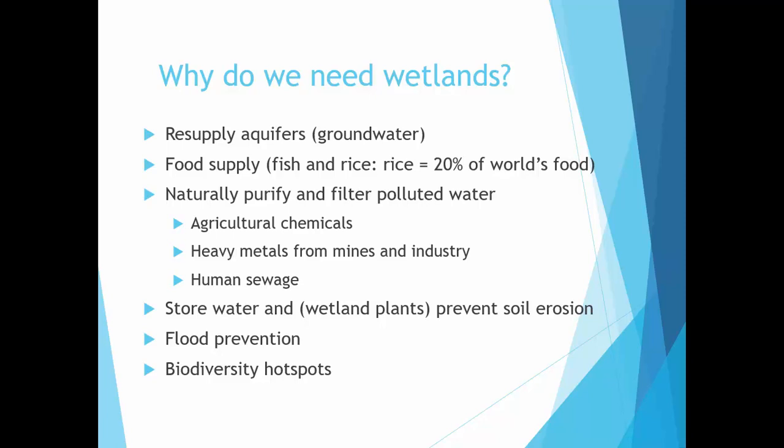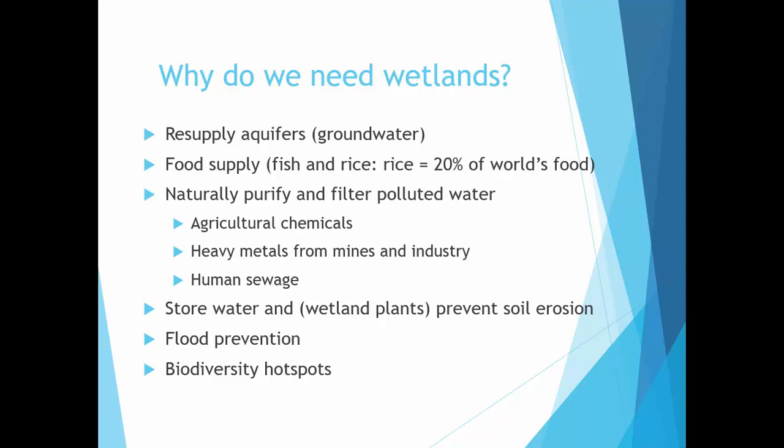So why do we need wetlands? There are many things that wetlands do. Wetlands are helpful in resupplying aquifers, so you can recharge groundwater systems through wetlands. They're also important for food supply, especially when we're talking about those man-made wetlands, especially for fish and rice. And rice is especially important because it accounts for about 20% of the world's food. Wetlands are really good at purifying and filtering water to remove pollutants, and this can include agricultural chemicals.